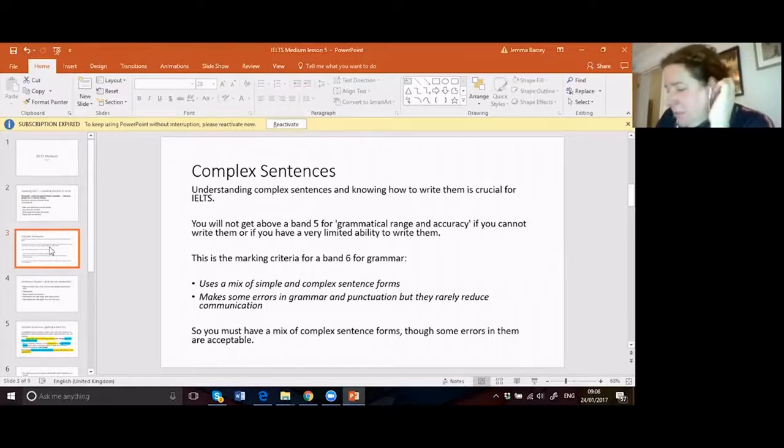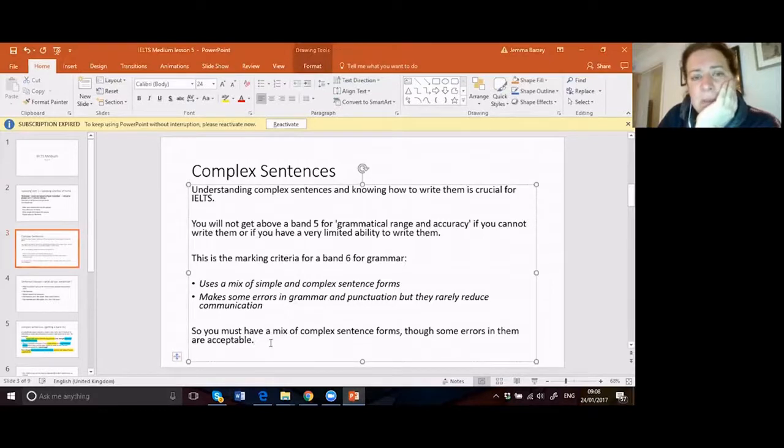Remember in the last lesson we were talking about basic sentences and then making them more complex. So I've taken this from the IELTS page. You also need to understand complex sentences, and if you don't use them, you're not going to get above a band 5. Even just for a band 6, you have to be using a mix of simple and complex forms. And that's just for a band 6.